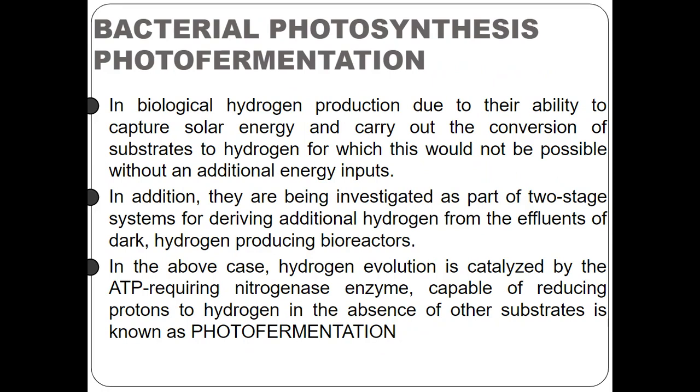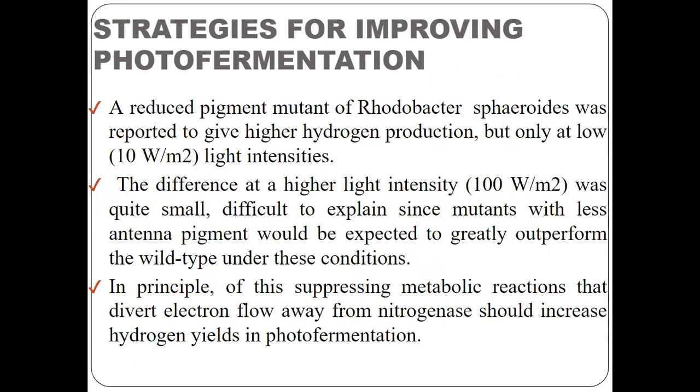This step requires the ATP-acquiring nitrogenase enzyme. It reduces protons to hydrogen in absence of other substrate. It is called photofermentation. One way to improve this photofermentation is the reduced pigment mutant of Rhodobacter. Rhodobacter is used for photofermentation. It was reported at 10 watts per meter square, very low light intensity, to give higher hydrogen production. But the difference between the higher intensity, that is 100 watts, and 10 watts was very small and difficult to explain, since mutants with fewer antenna pigments would be expected to greatly outperform wild type. So suppressing metabolic reactions that divert electron flow away from nitrogenase should increase hydrogen yields.